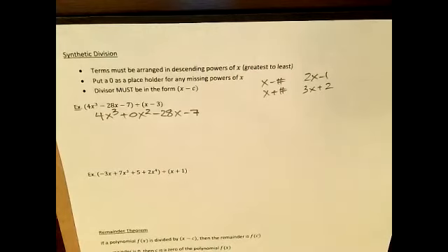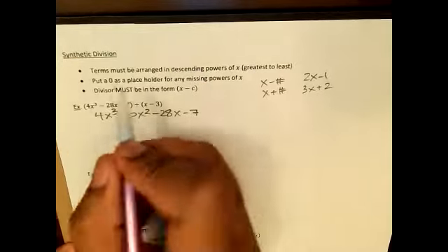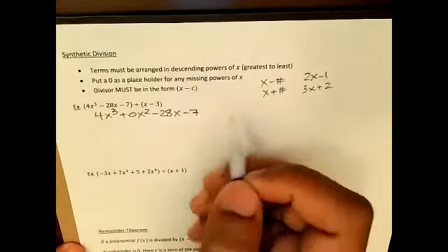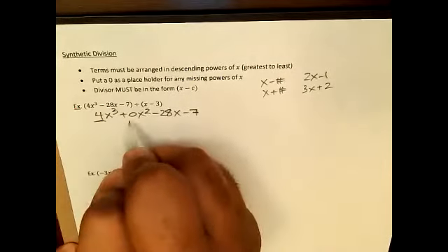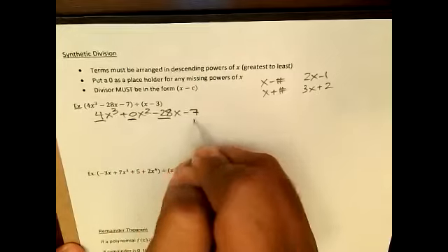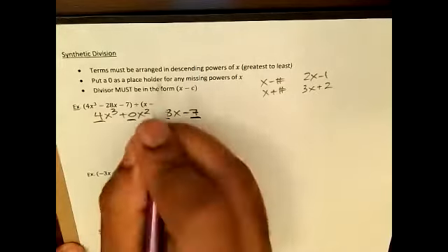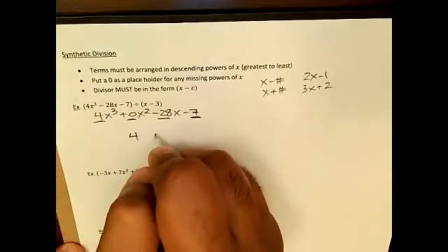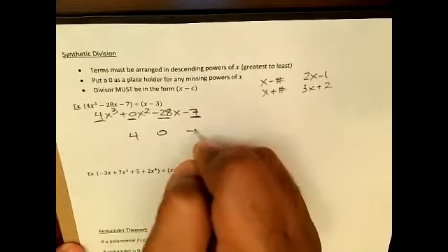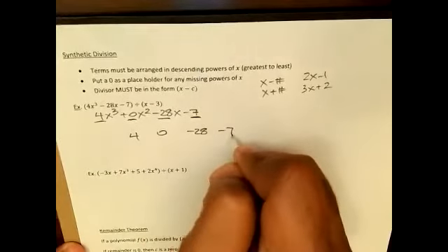Now let me show you how we're going to set this one up, okay? The setting up of the synthetic division is very different from long division, okay? So what we're going to do first is we're going to look at the coefficients. What I mean by the coefficients are the numbers that are in front of your x's. We're going to write those numbers down. So just the numbers, okay? So 4, 0, negative 28, and negative 7.